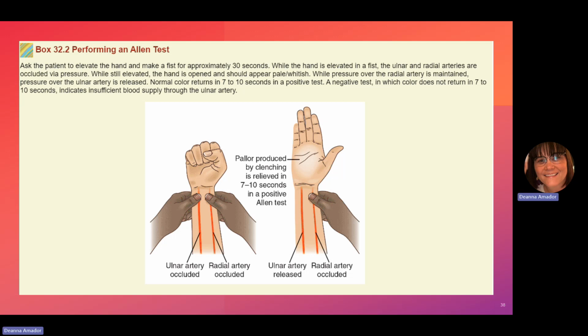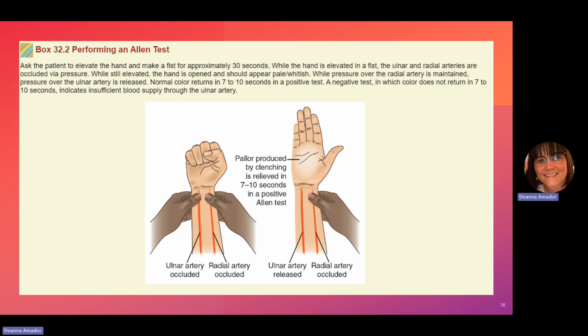It says here that they elevate the hand, have them make a fist for 30 seconds while the hand is elevated. In a fist, the ulnar and radial arteries are occluded. While still elevated, the hand is opened and should appear pale or white. While pressure over the radial artery is maintained, pressure over the ulnar artery is released. Normal color returns in 7 to 10 seconds. This is called a positive Allen's test.